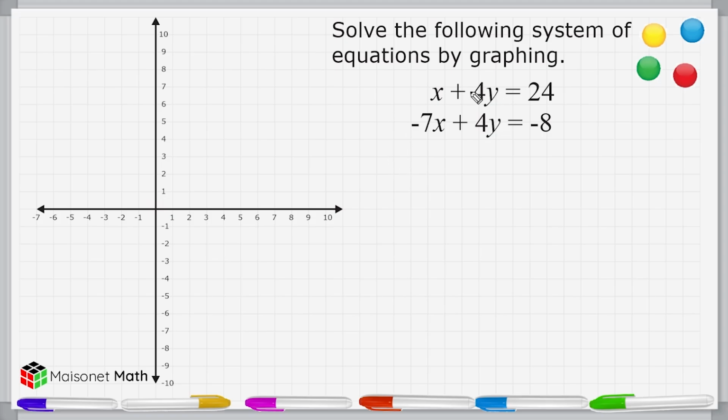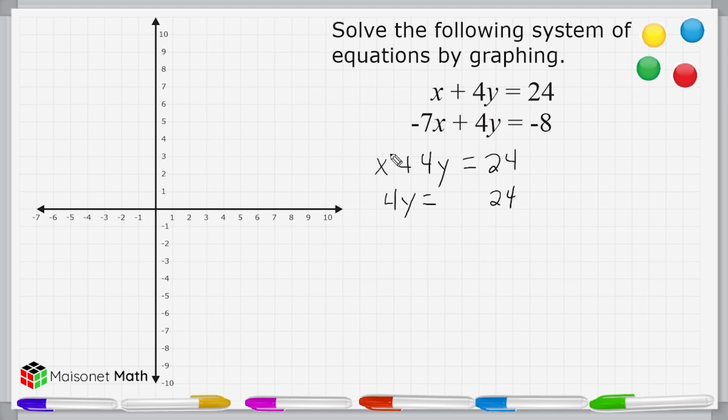So let us start with this equation right here. We have x plus 4y is equal to 24. All right, the first thing we're going to do is start by rewriting this equation by writing our y term first. And then I'm going to take this constant on the other side and slide it over to the right to leave room for the x term, which goes right here.